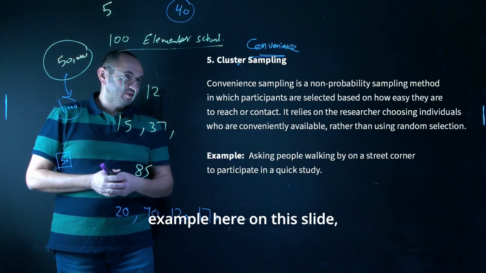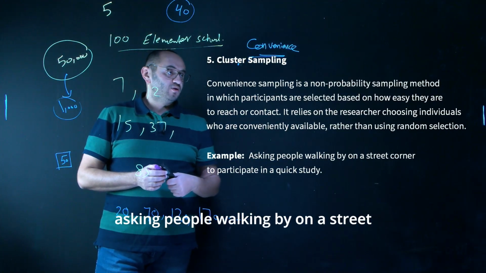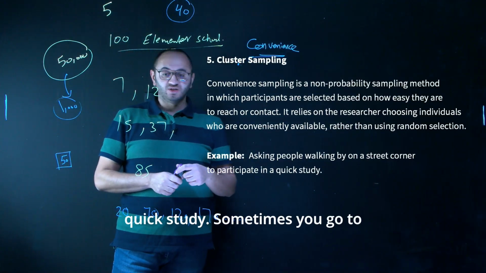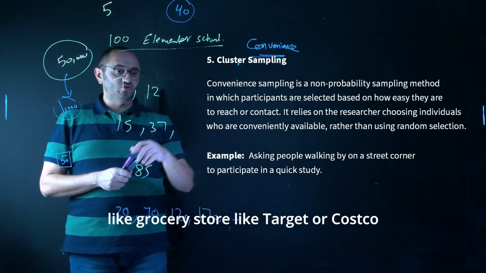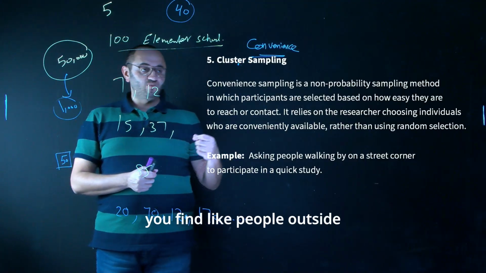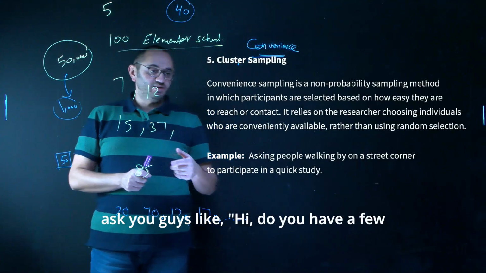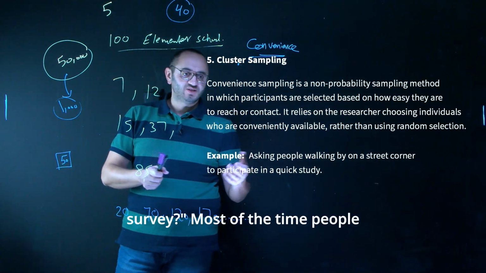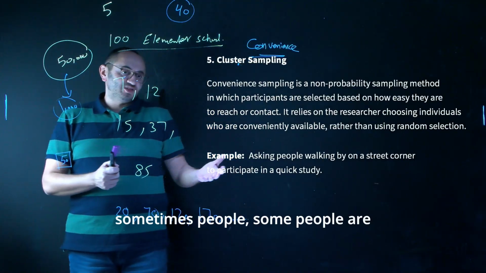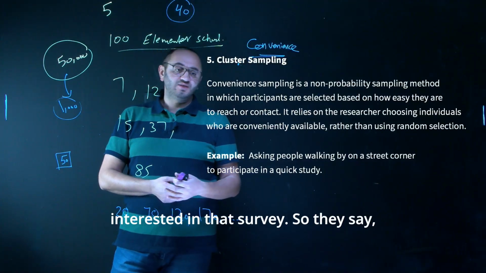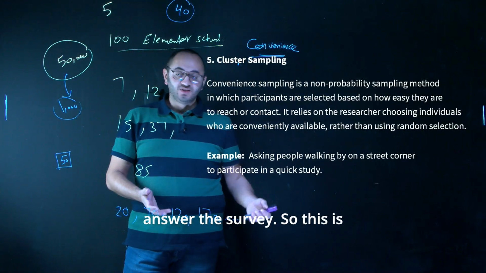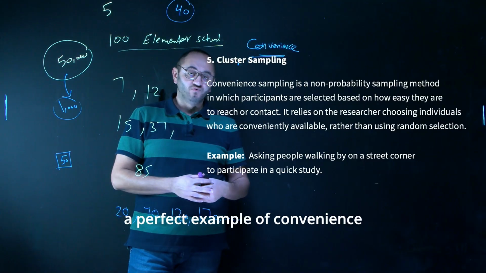Another example here on this slide, asking people walking by on a street corner to participate in a quick study. Sometimes you go to a grocery store like Target or Costco or whatever store, and you find people outside asking, hi, do you have a few minutes to complete the survey? Most of the time people are busy and don't complete the survey, which is fine. But sometimes some people are interested, they say yes, and they answer the survey. So this is a perfect example of convenience sampling.